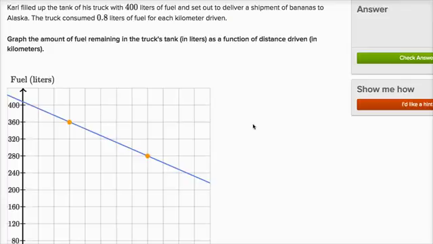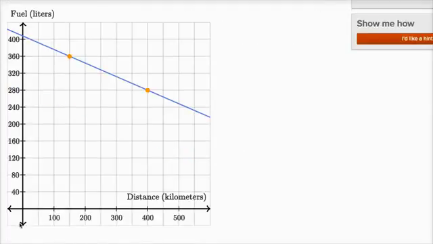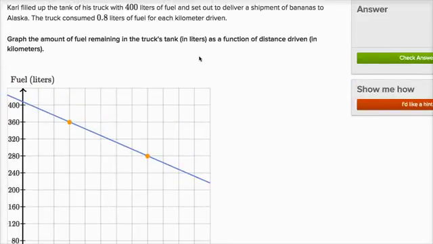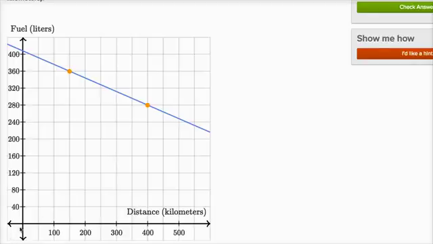The first thing we might think about is, what about before we've traveled at all? That might be an easy thing to figure out. What was the amount of fuel in the tank when we haven't traveled at all? They tell us that in this passage, and I encourage you to pause the video and think about that. They tell us Carl filled up the tank of his truck with 400 liters of fuel and then set out to deliver a shipment of bananas. So right after he had filled his tank, before he had driven at all, he had 400 liters of fuel. So when distance was 0 kilometers, he had 400 liters of fuel. So we have 1 point on that line.